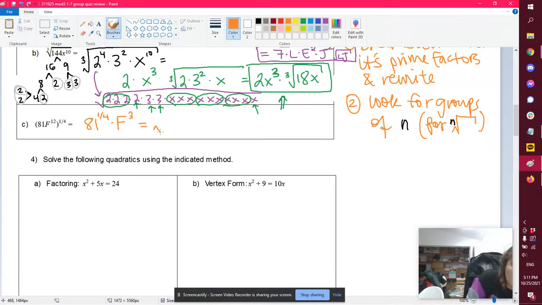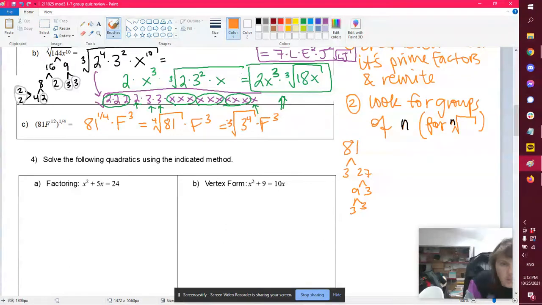And then the 4th root of 81, the 1/4 can be written as the 4th root. Over here, if I break 81 up, I get 3 times 27, I get 9 times 3, and I get 3 times 3. That's a 4.